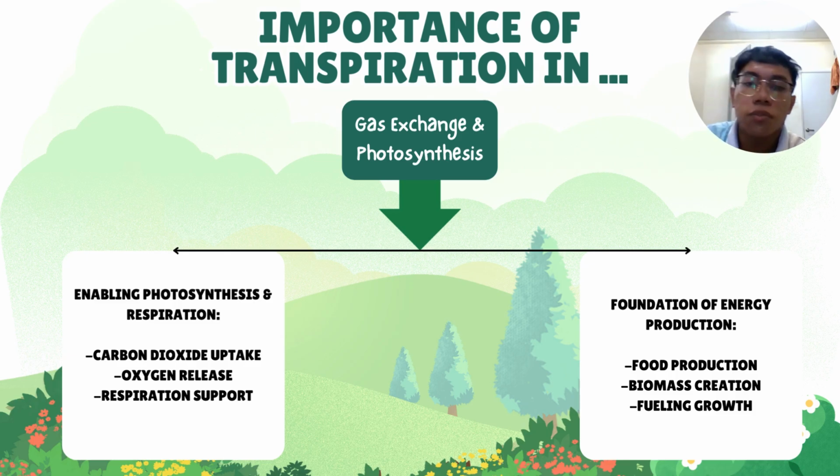Now I will talk about the foundation of energy production. There are also three: food production, biomass creation, and fueling growth. For the food production, photosynthesis converts sunlight, carbon dioxide, and water into glucose and oxygen.